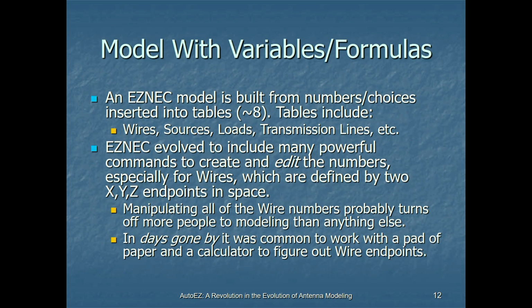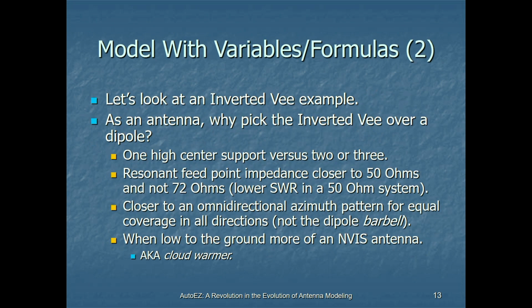Okay, now an EZNEC model is built from numbers and choices in a bunch of tables. I counted them, I think there's 8. Things like wires, sources, loads, or tables. And EZNEC did evolve to include a lot of very powerful commands to let you edit, especially the wires, in a convenient way. But of course, a wire is described as 2 endpoints in space with an XYZ coordinate. And a lot of what turned people off about modeling is how do I figure out those numbers, right? So many feet over this way and so many feet this way, this sort of thing. And I think that turns a lot of people off. But you know, in the old days, that's what you had to do with a calculator.